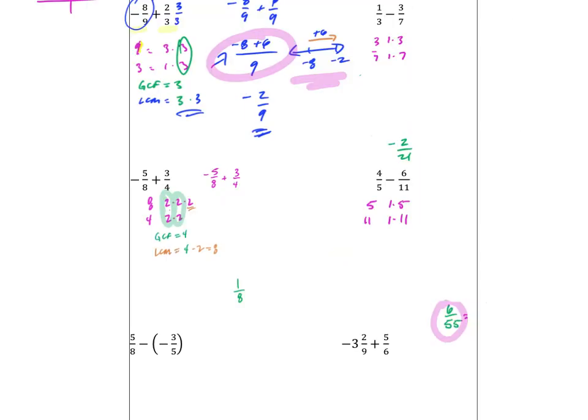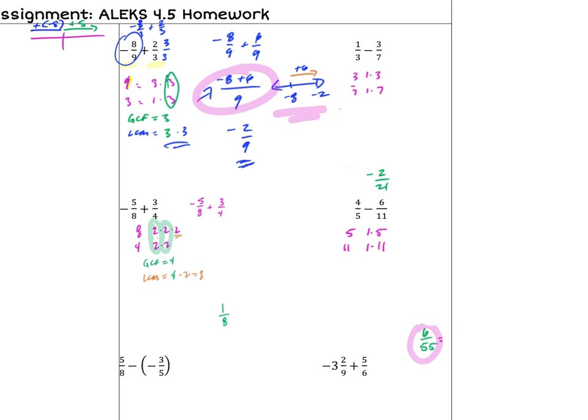Okay, so when we look at this, then you should have gotten for this problem, you should have gotten negative 2/21. For this problem, you should have gotten positive 1/8. For this problem, you should have gotten positive 6/55. Okay, if that's what you got, then you're on the right track. You know what you're doing.